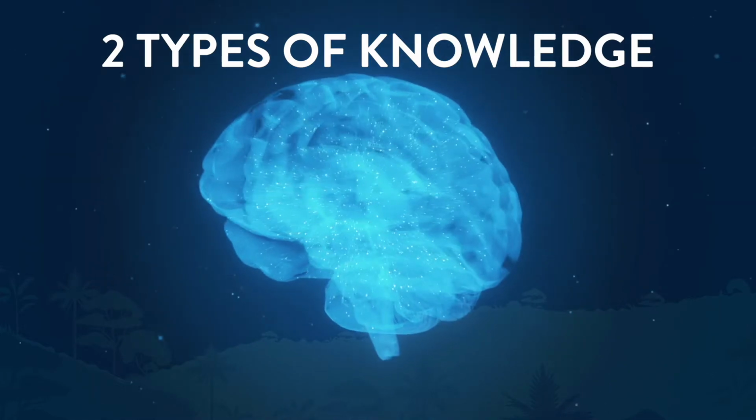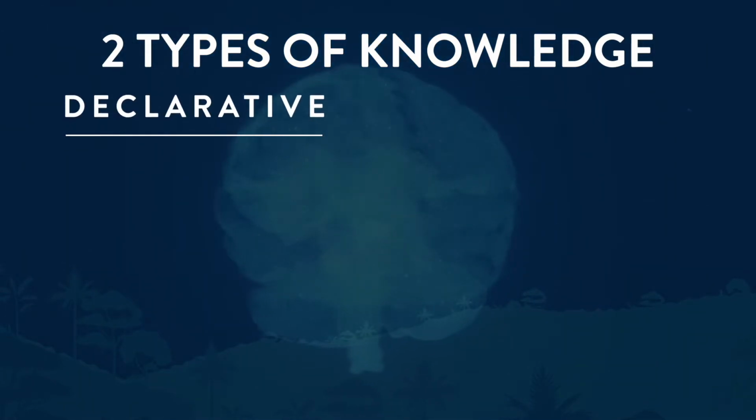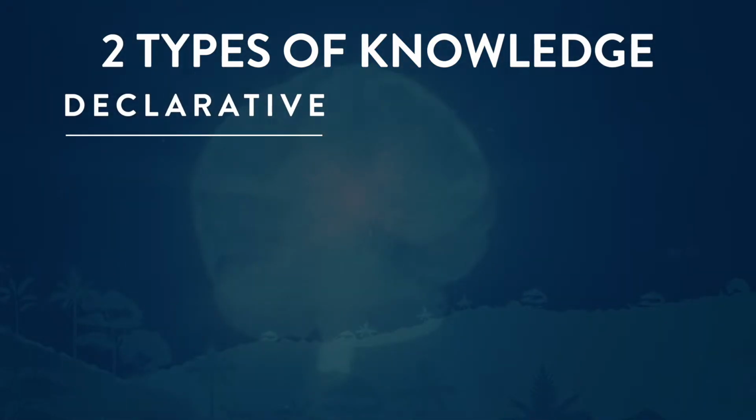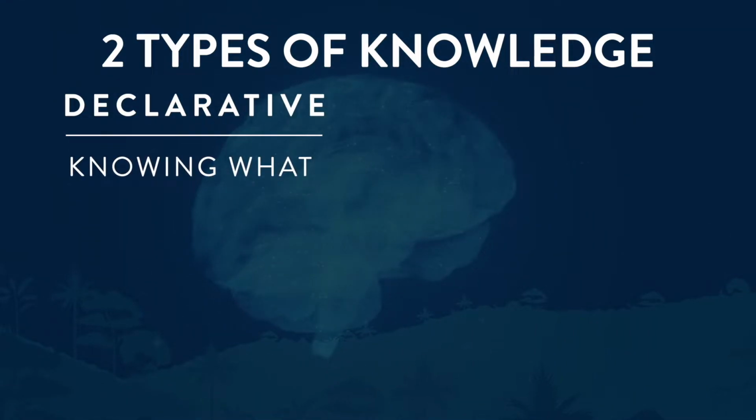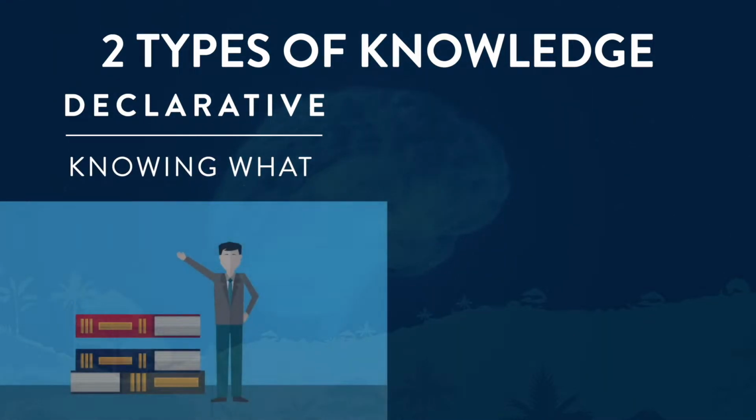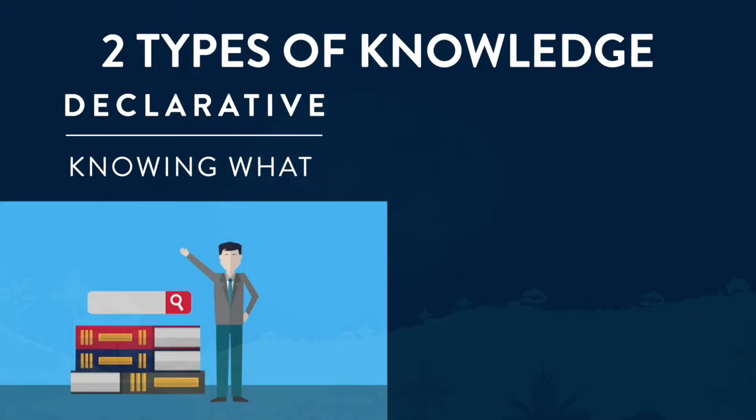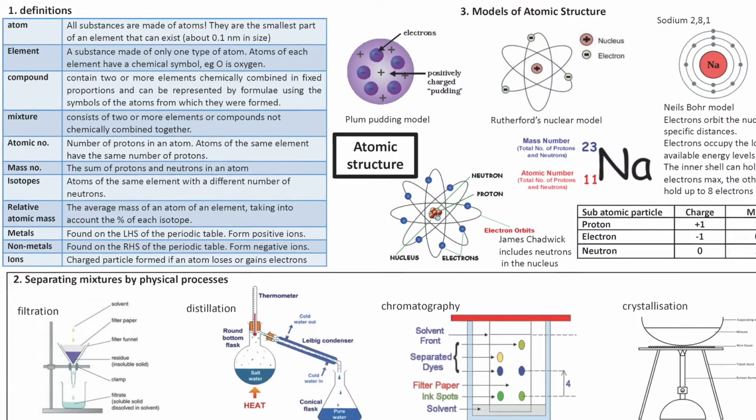One type of knowledge we talk about is declarative knowledge, and we call that knowing what. How well, when you were assessed, could you remember the details of what you'd been taught? And typically, this is the sort of information that will have been set out for you on the knowledge organiser.